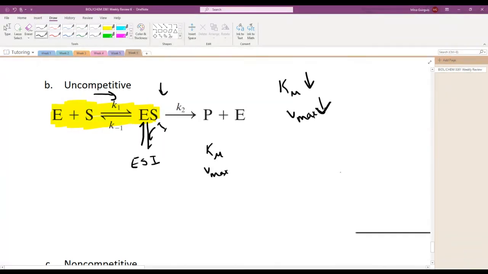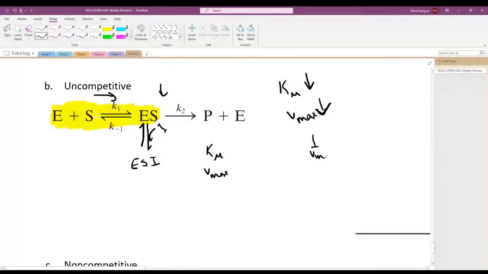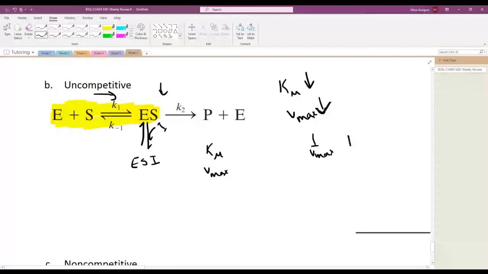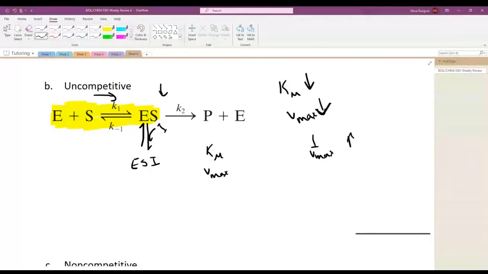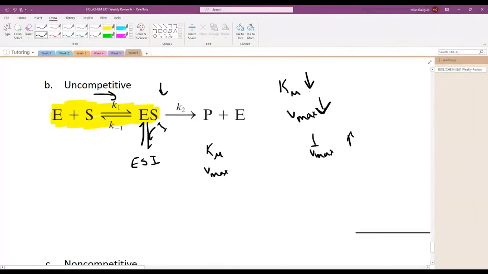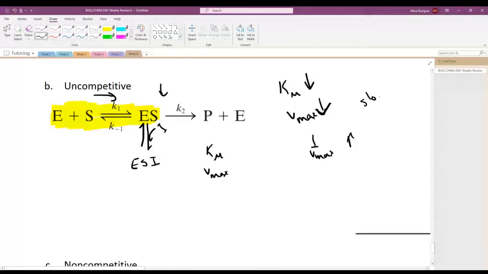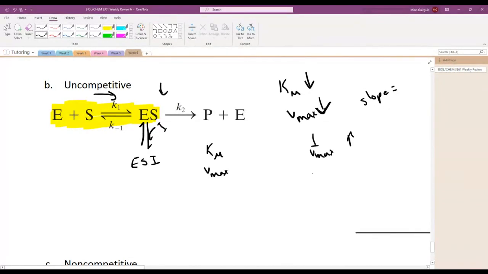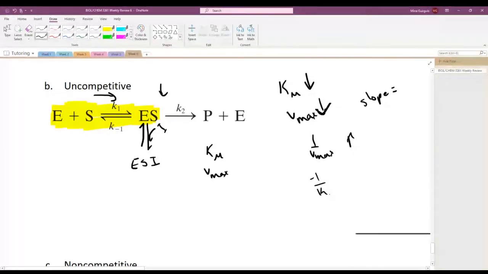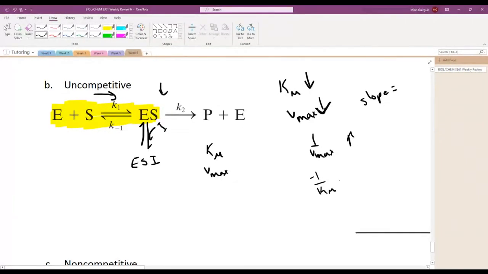I guess I'll do the easy one. The Y-intercept is 1 over Vmax. When Vmax decreases, it will increase. The slope, exactly right, will stay the same. Slope equal. And the two lines will be parallel. You're exactly right, because the -1 over Km, when you decrease Km, that increases the number overall, but it's negative, so it's going to shift to the left.